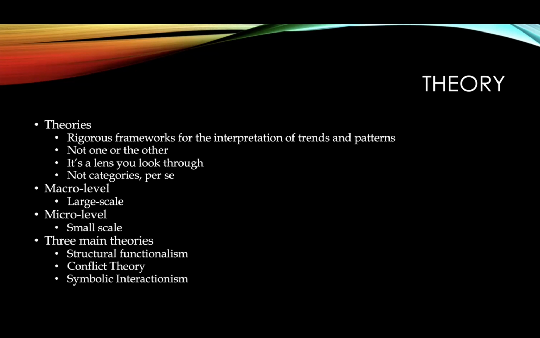Okay, so within theory, we have macro level theories and micro level theories. Macro theories are large scale, micro theories are smaller scale. So when I say micro level theory, it does not mean theories explaining human behavior on an individual level, like why I behave a certain way. What I mean is it's to explain a smaller component of society. So there are three main theories in sociology: structural functionalism, conflict theory, and symbolic interactionism.